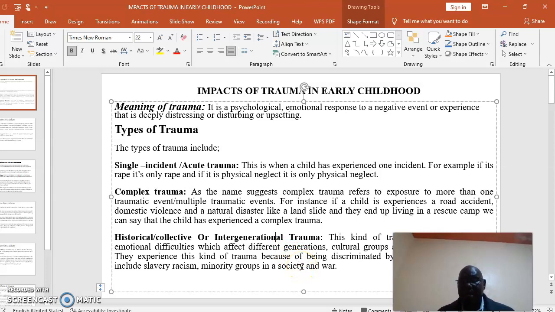The other type of trauma is historical, collective, or intergenerational trauma. This kind of trauma is characterized by emotional difficulties which affect different generations, cultural groups, and different communities. They experience this kind of trauma because of being discriminated against by others. Examples of this include slavery, racism, minority groups in a society, and during the time of war.